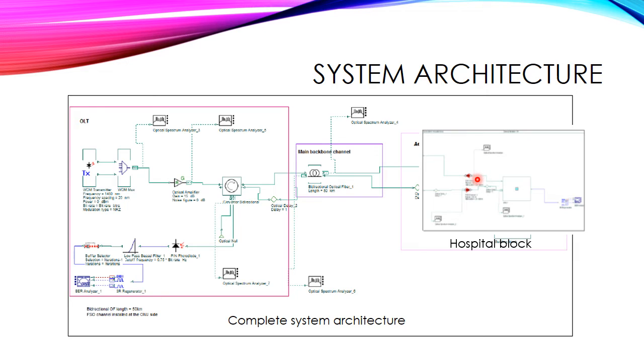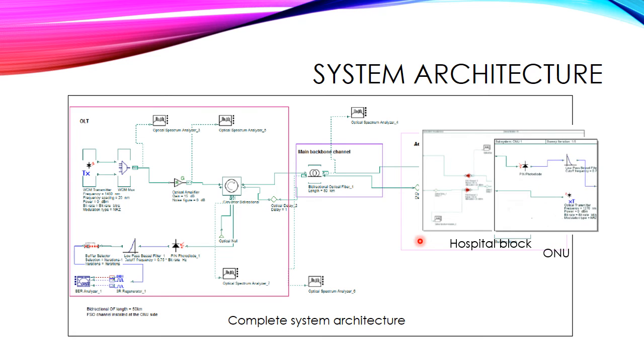And this downstream free space optical channel is connected with the optical network unit of the hospital block, and the output from the ONU is connected with the bit error rate analyzers for observing the system performance. Inside this ONU we have a receiver circuitry, that is a photodiode, and that is connected with the low pass Bessel filter. So these are all the connection requirements for the downstream communication.